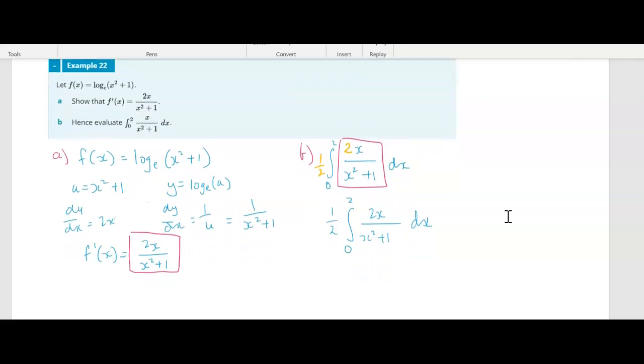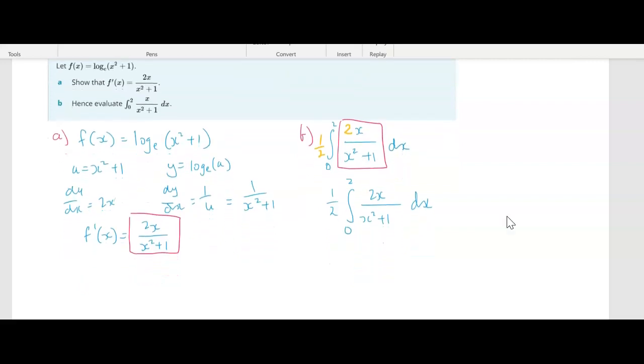Now, I know from part A that my derivative is 2x over x squared plus 1. So my antiderivative of that is my original function, which is log base e of x squared plus 1. We're finding the antiderivative of 2x over x squared plus 1. We found the derivative in part A, so the antiderivative is the original function, f of x. Don't forget that half out the front, and then our terminals 2 and 0. So let's go and do that.